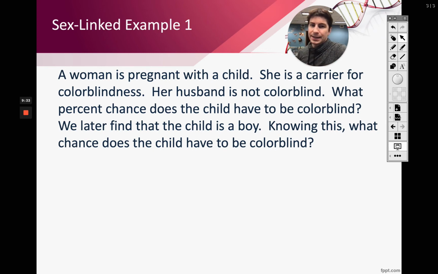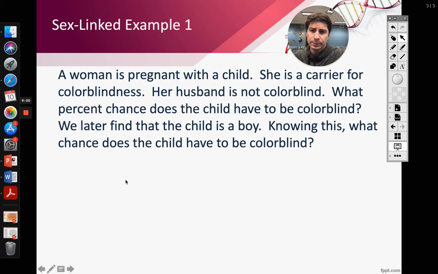So let me show you guys how to set up a Punnett square for sex-linked inheritance. This one is much different than our other three. The other three we went over were complete dominance, incomplete dominance, and codominance. They were pretty easy. This one involves a little bit more stuff to it. So let's start the problem, guys. A woman is pregnant with a child. She is a carrier for color blindness. Her husband is not colorblind. What percent chance does the child have to be colorblind? We later find that the child is a boy. Knowing this, what chance does the child have to be colorblind?